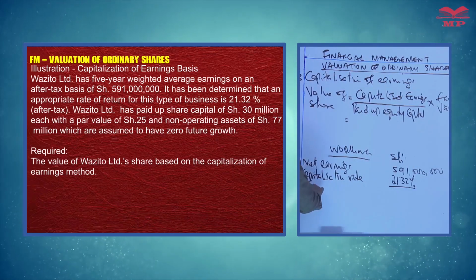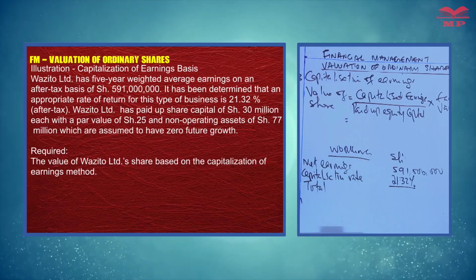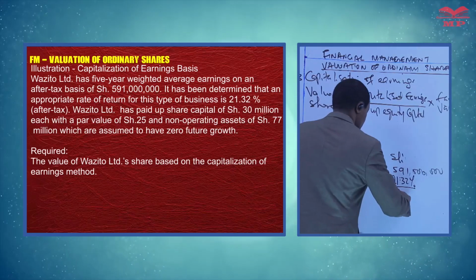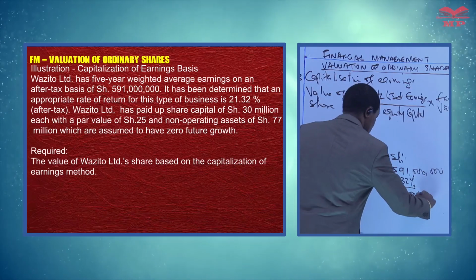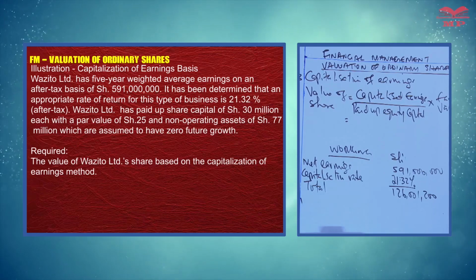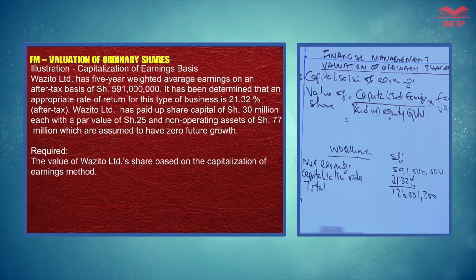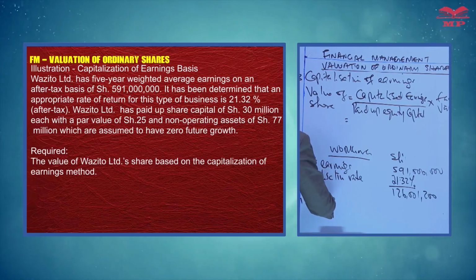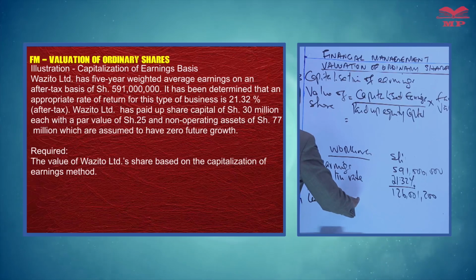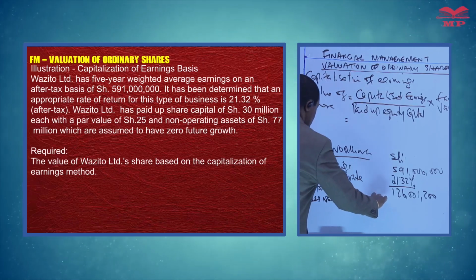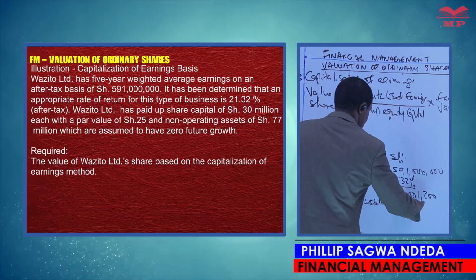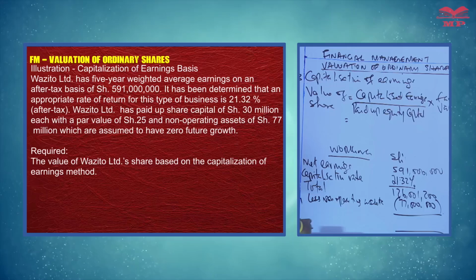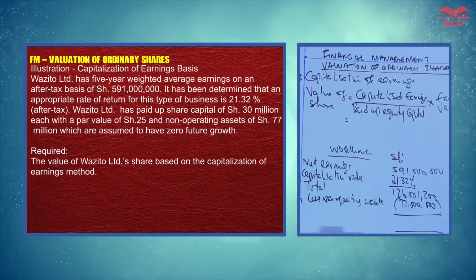So the total, did you say 126,001? 126,001. Is it 200? Yes, that's the total. Then we deduct the non-operating assets of 77 million. That will give us the adjusted capitalized earnings. How much is it?